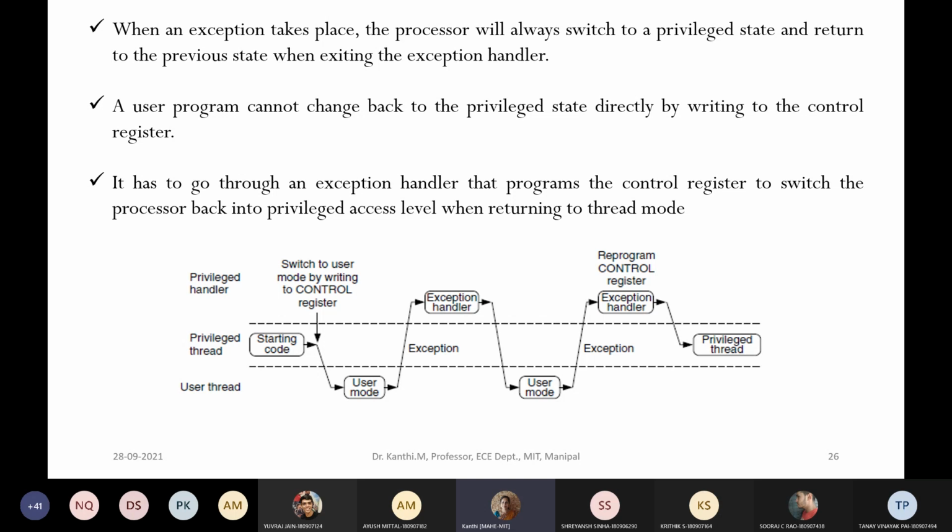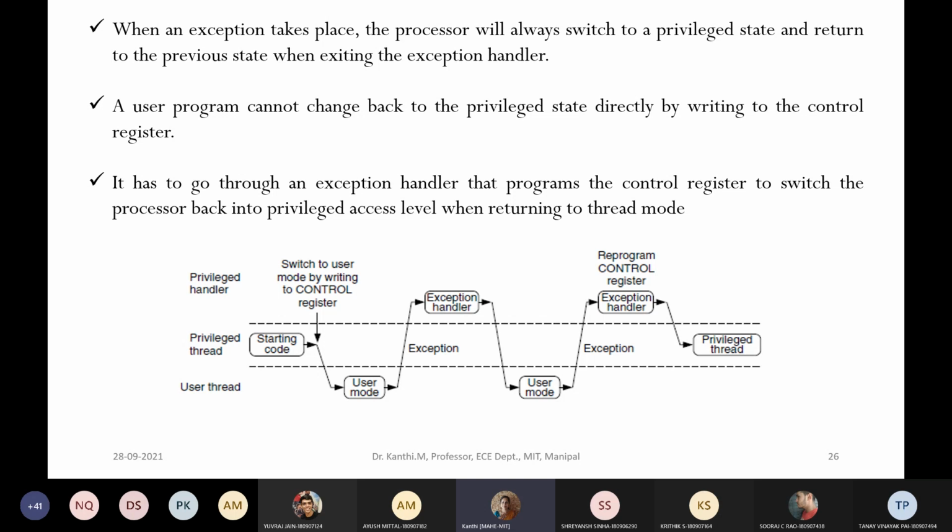You have a starting code in the privileged state. You switch to the user mode by writing to the control register. Go to the user mode, and if any exception occurs, there is a privilege handler, an exception handler, and you can handle those threads. Then you can come back to the user mode. So if any exception occurs, you can have the exception handler again.